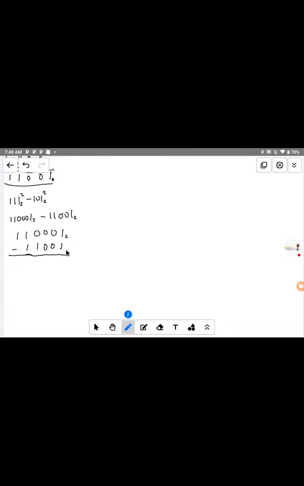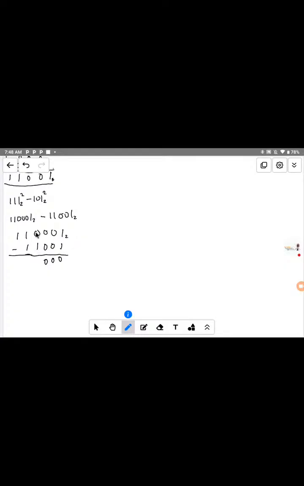Now how do you do subtraction in number base? When you're subtracting, 1 minus 1 will give us 0. 0 minus 0, we have 0. 0 minus 0, we have 0. And here 1 minus 0. Wait, subtracting 1 from 0 is not possible. You have to borrow 1 from this part.